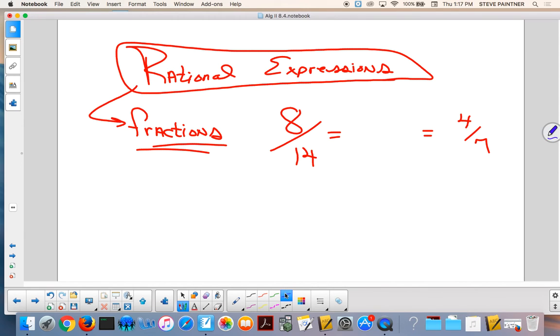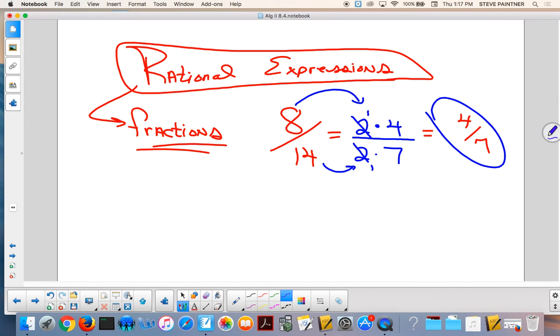Yes, the answer is 4/7, but what happened was this. For this to go to that, there has to be some kind of dividing going on. So when you think of the number 8, the number 8 is really just 2 times 4, and the number 14 is 2 times 7. Now when I write it like that, you can see the division, right? 2 divided by 2 is 1. So really the answer becomes 1 times 4 and 1 times 7, 4/7. So this is what really happened to get to that point. And this is what you're doing today. But you're not going to get numbers. You're going to get algebraic expressions.